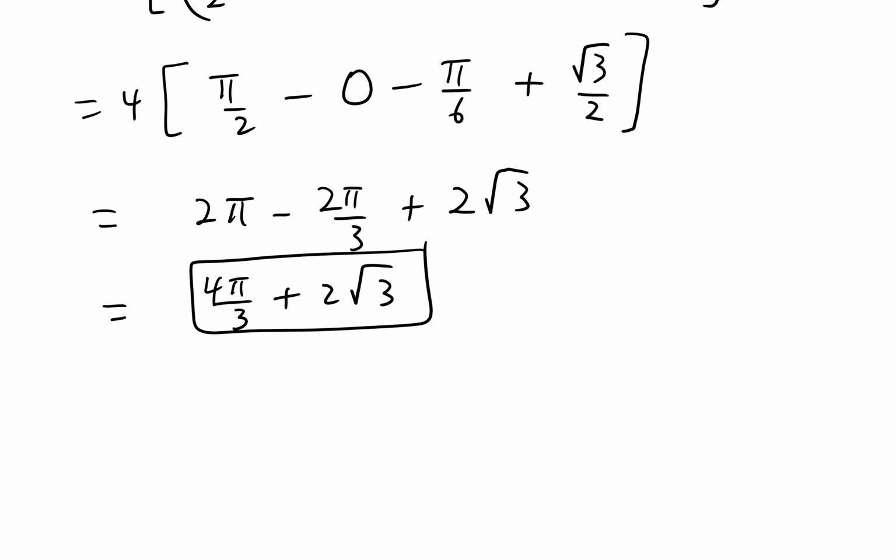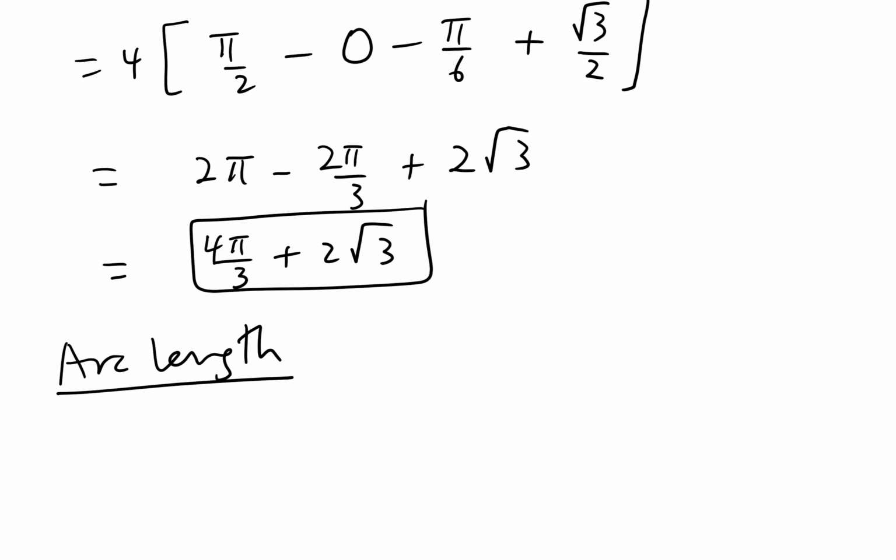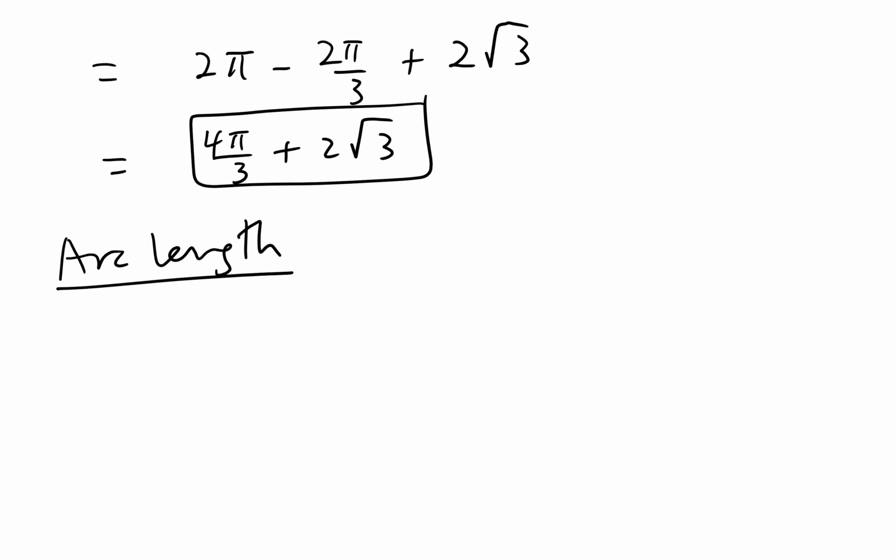So this was about areas in polar. We can do arc length as well. Arc length in polar, how does it work? We start, let r equals f of theta be a polar curve where theta ranges from A to B.